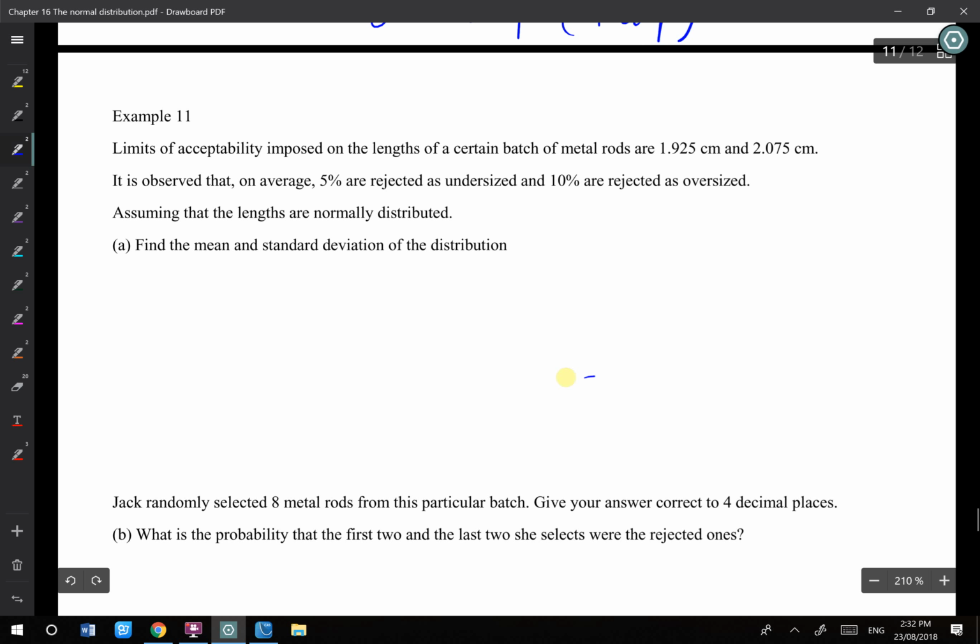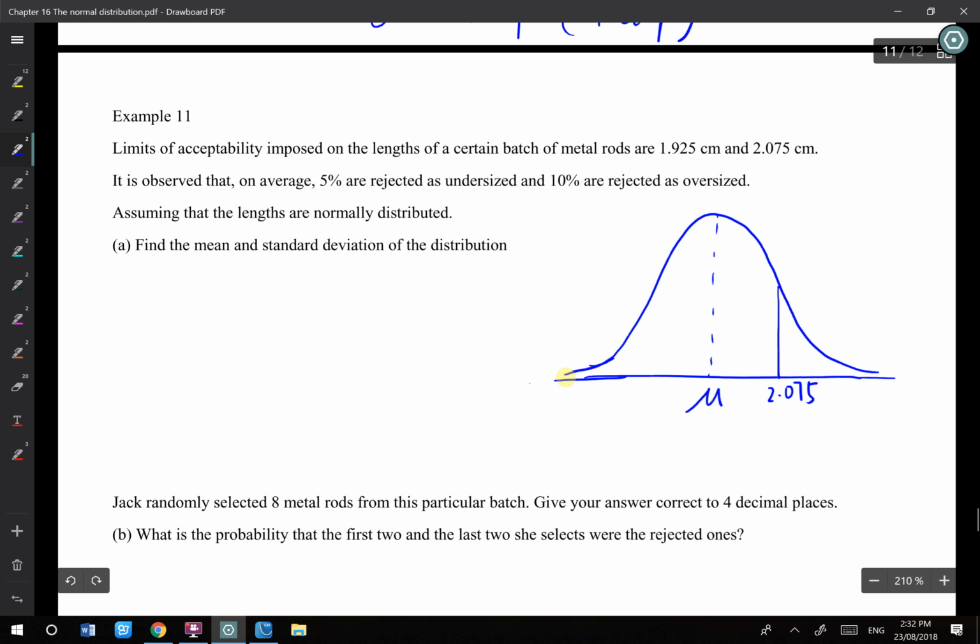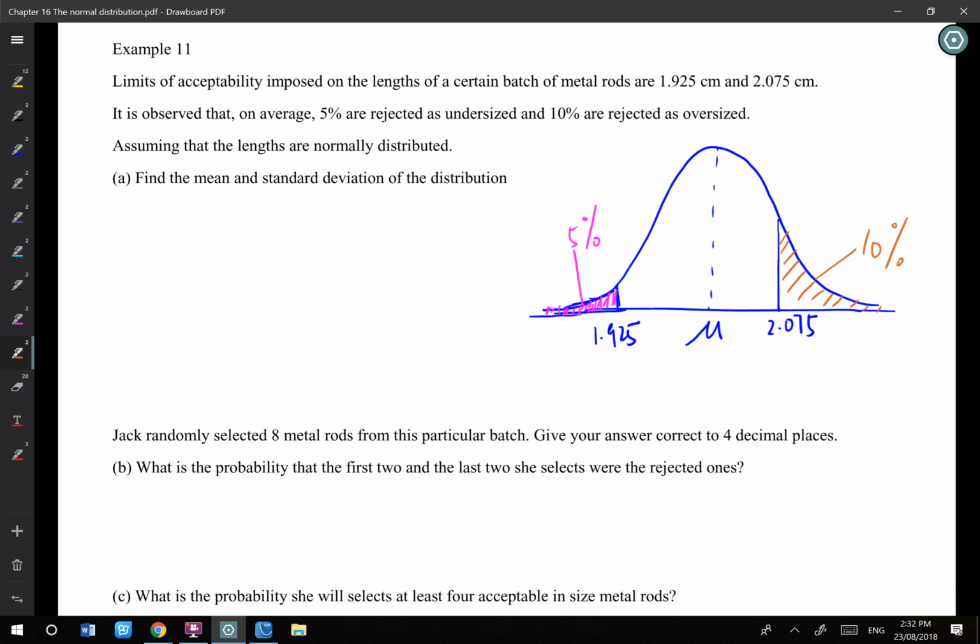So what I know now is I can make a diagram like this. Well, I don't know where my mu is, so say my mu is here. So 2.075 is here. And then I have the other side, 1.925. Okay, so that's what I know. So 5% rejected as undersized. So undersized must be below 1.925. This gives me 5%. And then I have 10% rejected as oversized. So if it's beyond that, then that's oversized. So that's the diagram we have.